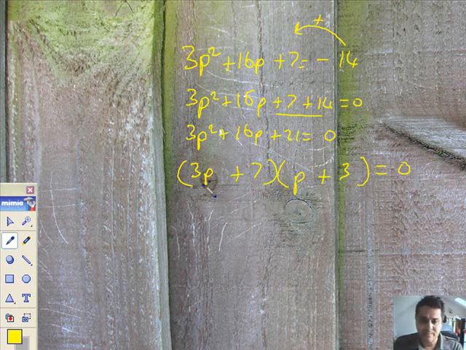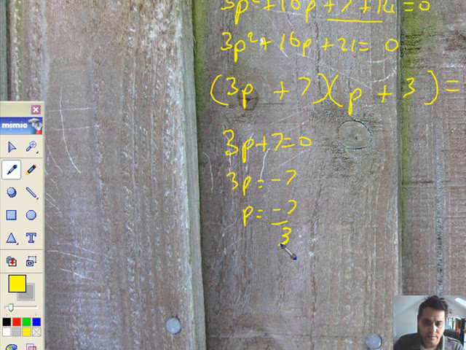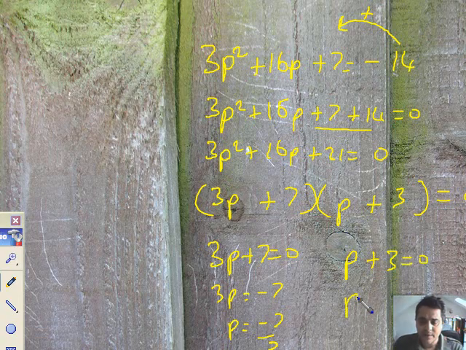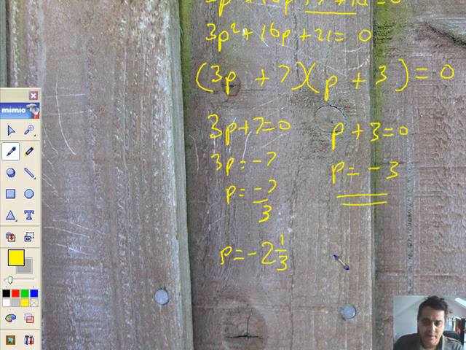So here we go. 3p squared plus 9p plus another 7p, 16p, and 7 3s are 21. So here are my two possible solutions coming up. So 3p is going to be negative 7, p is going to be minus 7 over 3, do it properly, so p is going to be minus 2 and a third. 3 goes in 7 twice, 1 left over. This one's easier, so p plus 3 equals 0, so p is going to be minus 3. Two solutions, both equally beautiful.